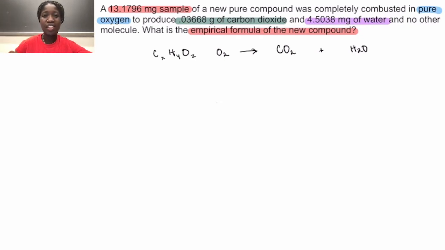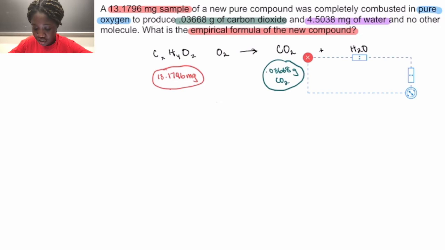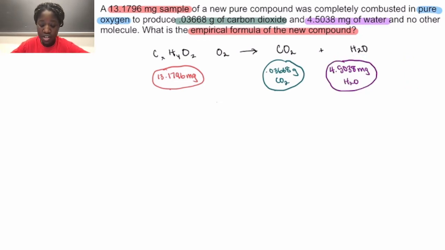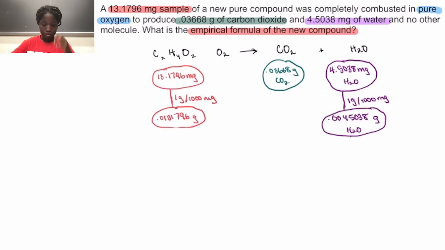So let's go in and input our data. We have the starting amount of the sample, 13.1796 milligrams, the starting amount for CO2, and for H2O. Now, the initial sample and CO2 are both in milligrams. Combustion problems are best worked in grams, so let's convert them from milligrams to grams using our conversion factor of 1 gram per 1,000 milligrams.